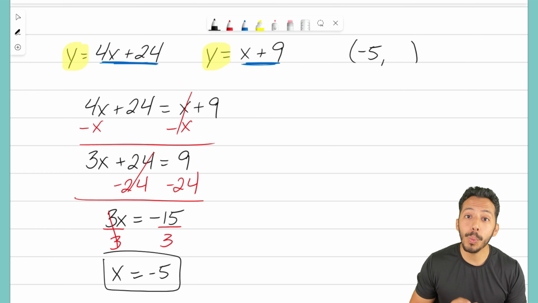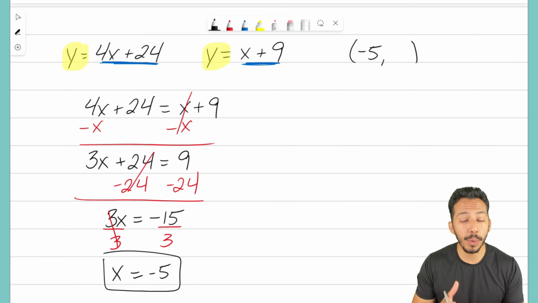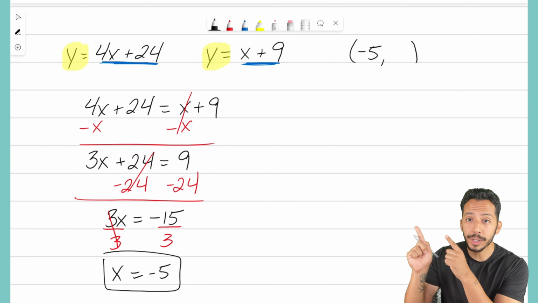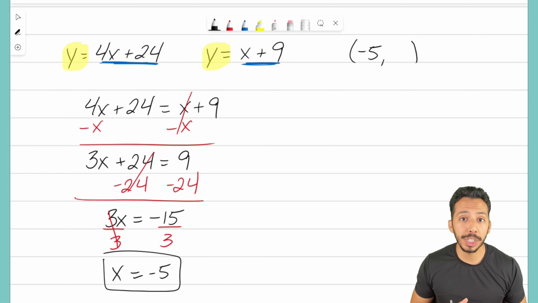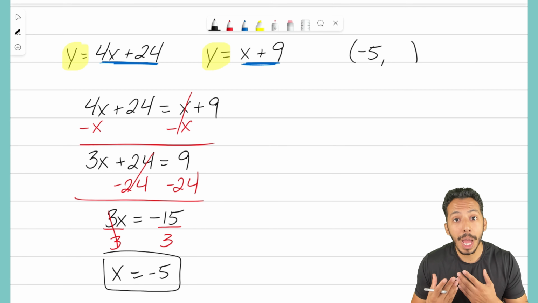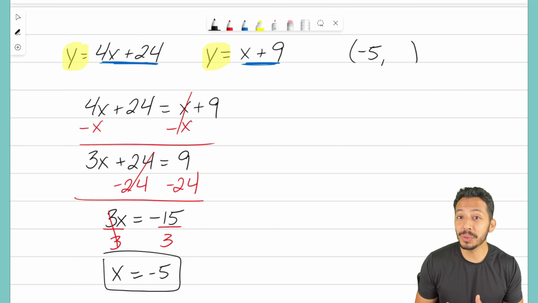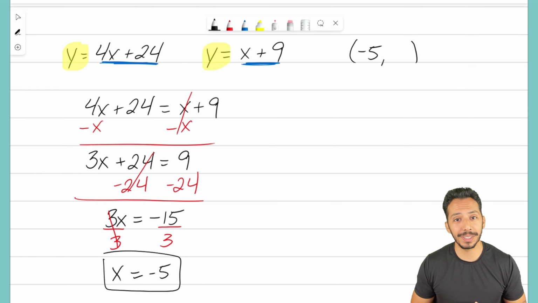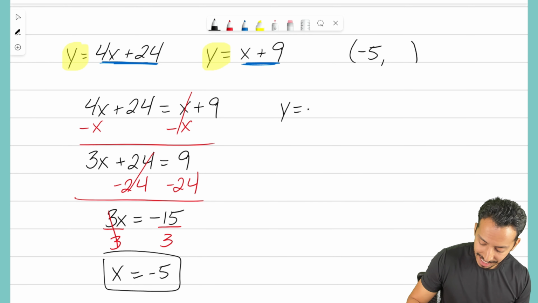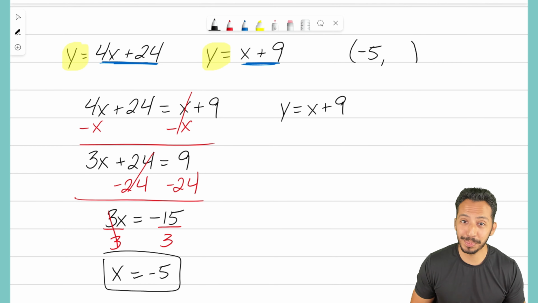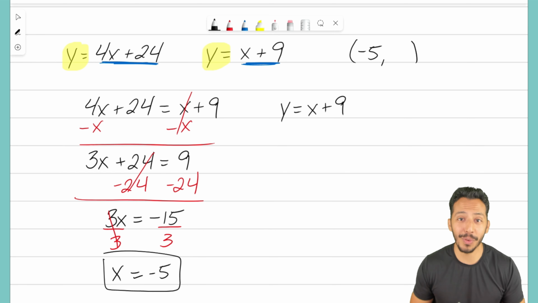I need to find the y term. I'm not done yet. But now that I know my x, I can find y by using those two equations up there. And now you get to pick which equation we should use, because it truly doesn't matter which one you use. I would say pick the simpler equation, the one with the least amount of work, to make your life a little easier. If I'm looking at those two equations, I think that second one, y equals x plus 9, is much simpler than y equals 4x plus 24. You could do the first one, it's not going to matter, but I'm going to use the second one just because it's a little simpler.